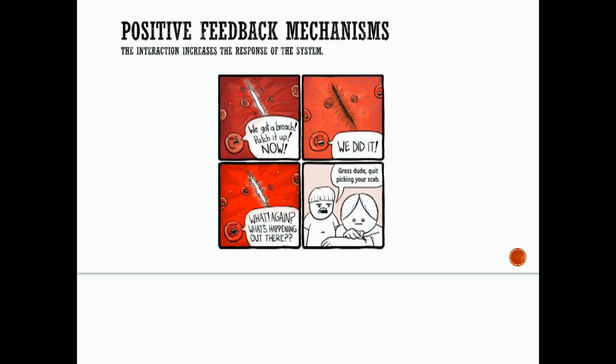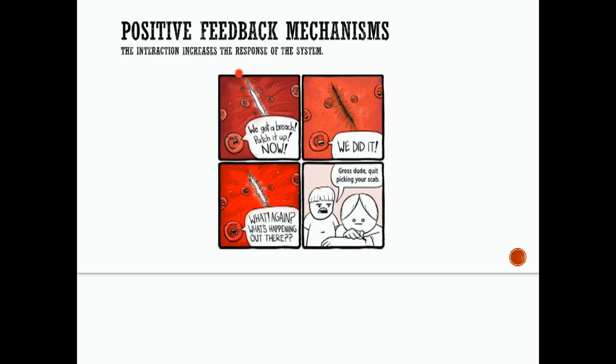In order to maintain homeostasis, positive and negative feedback mechanisms are both involved in organism responses to stimuli. So, a positive feedback mechanism is an interaction that increases or amplifies the response of a system in which it's incorporated. So, blood clotting is an example of positive feedback.